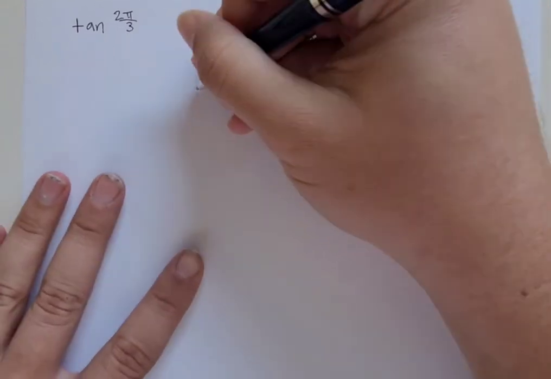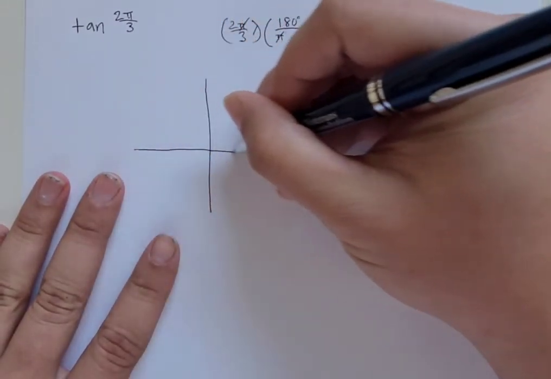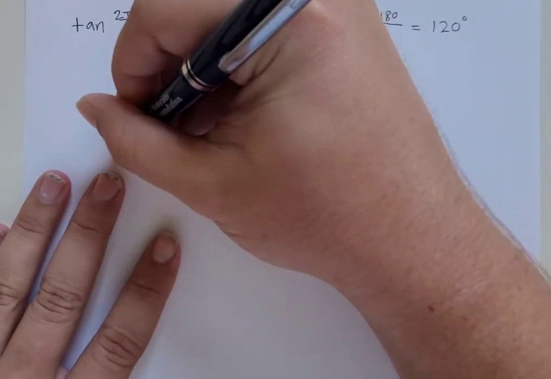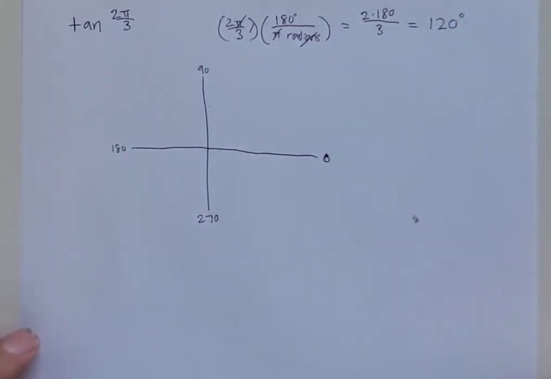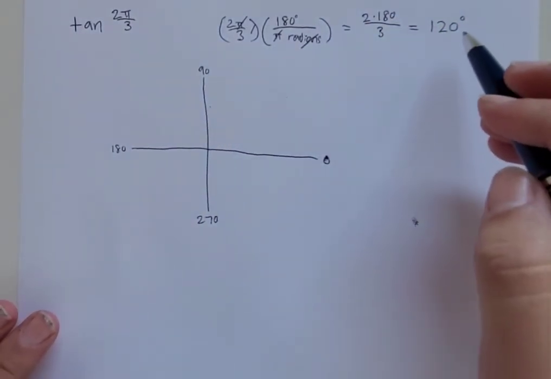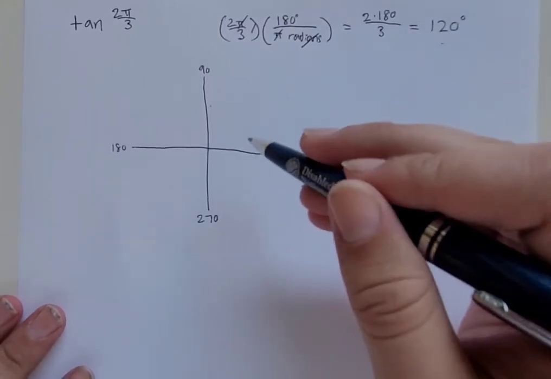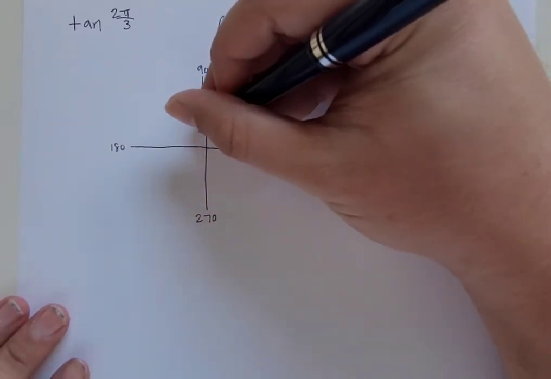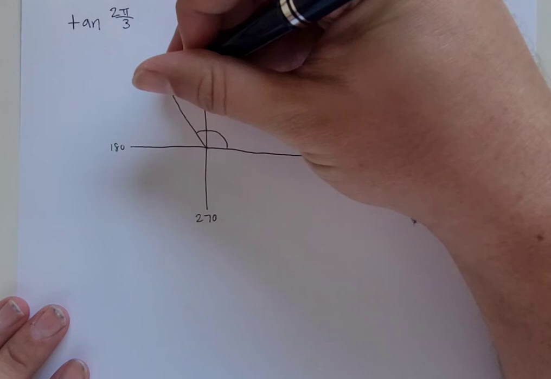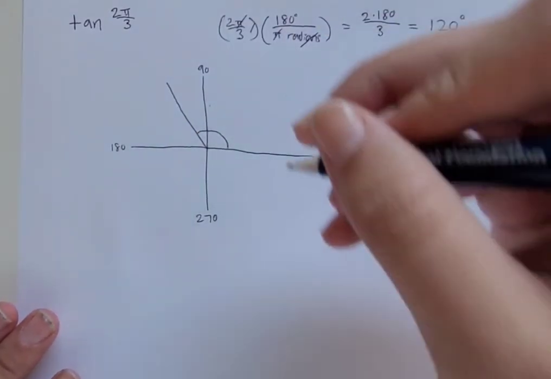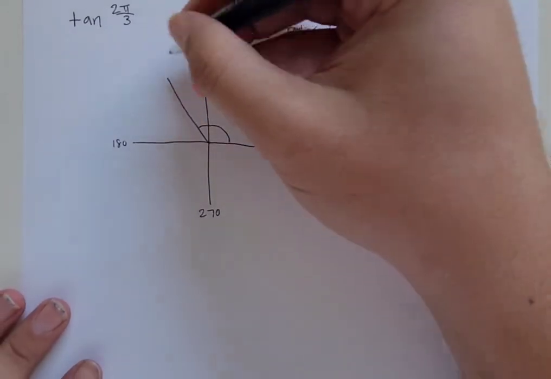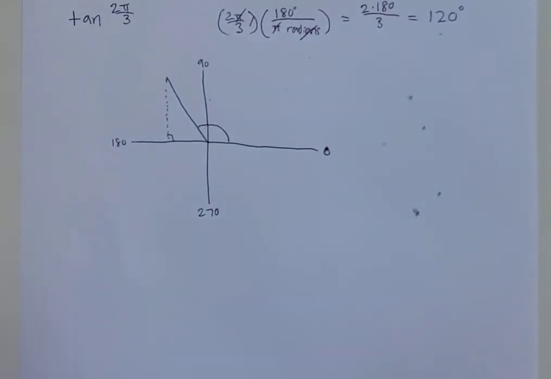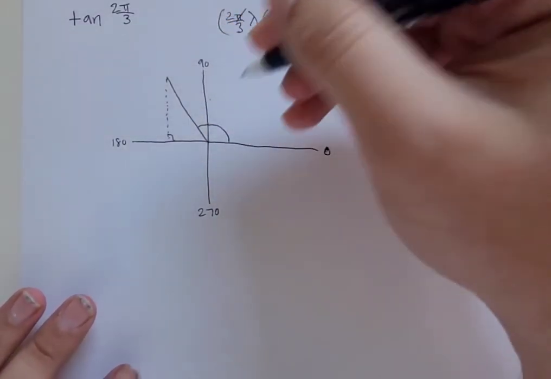All right, so next I want to draw my quadrant. I know this is 0, 90, 180, and 270. So I have a reference angle of 120 degrees. So I know I'm going to travel at least 90, and then I know I need to travel about 30 more. So I'd say about right there. So I'm in quadrant 2. And remember, I need to drop down a perpendicular to the x-axis, not the y-axis.